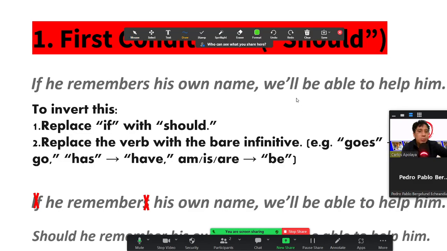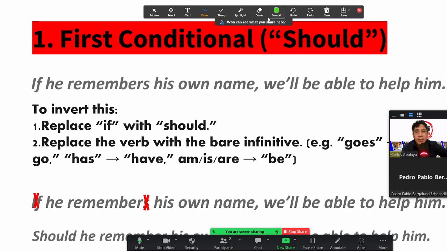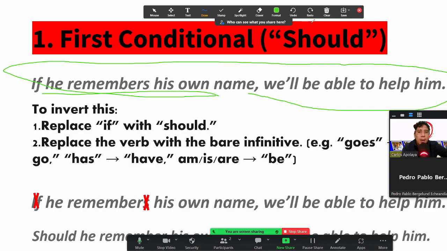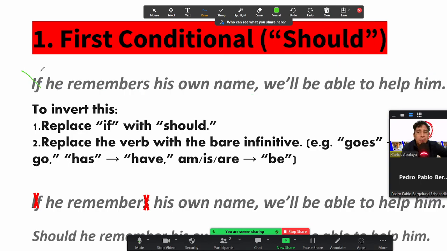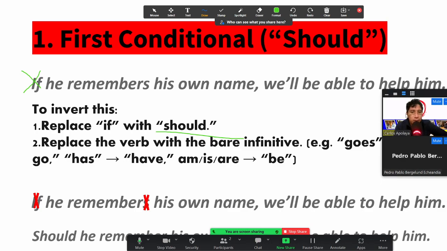¿Te acuerdas que esta es la primera condicional o no? Presente y el futuro, ¿cierto? Lo que vas a hacer es lo siguiente. Cuando sea primera condicional, presente y futuro, una situación real con un posible resultado real, vamos a reemplazar el if por el should. ¿Ok? Voy a reemplazar el if por el should.